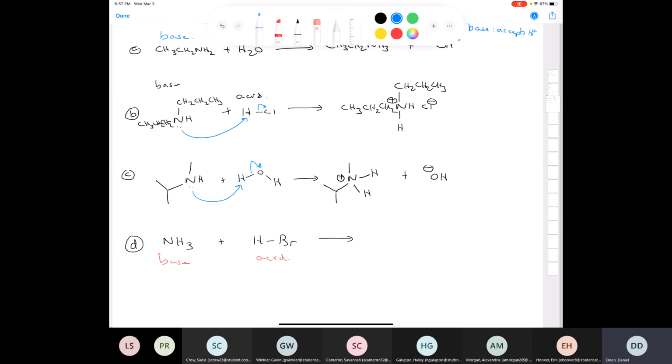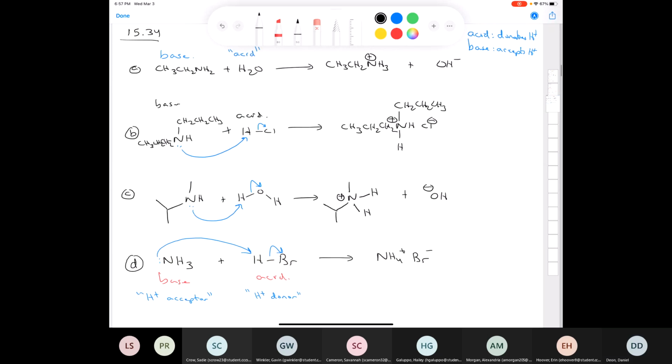And as always, the lone pair on the nitrogen is going to take the hydrogen because a base is an H plus acceptor. Okay, and an acid is an H plus donor. It's also going to take those electrons, and so I'm going to be left over with NH4 plus, which is an ammonium ion, and bromide, like that. So I'll be left over with ammonium bromide as a salt.